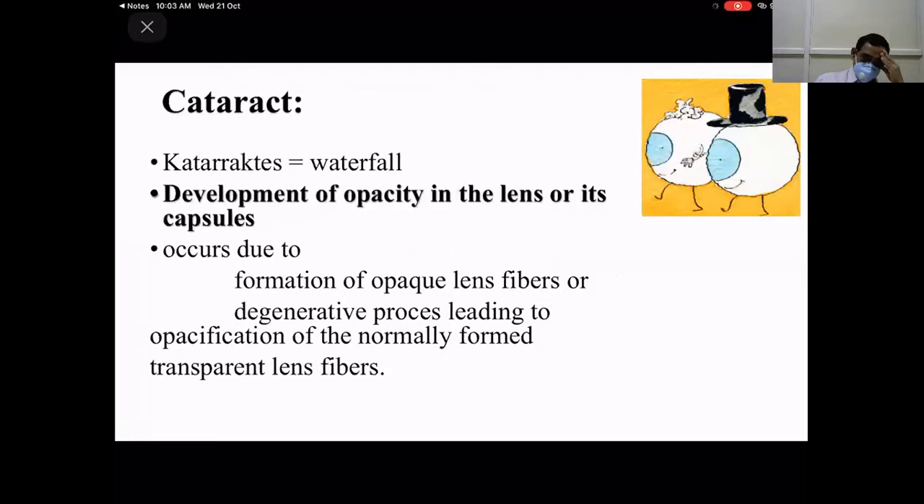Coming to the cataract classification, the word cataract is derived from the Greek word cataractus, which means waterfall. The term cataract refers to development of opacity in the lens or its capsule. It occurs due to formation of opaque lens fibers or a degenerative process leading to opacification of the normally formed transparent lens fibers.